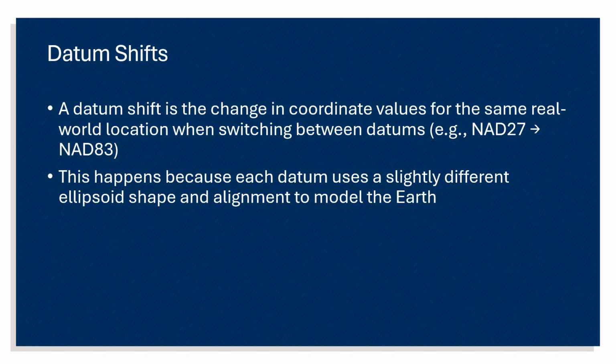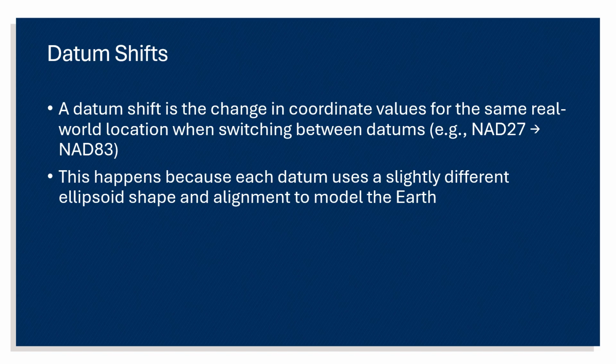What is a datum shift? Well, when we're in one datum, for example NAD27, and we switch to a different datum, like NAD83, there's a shift in the coordinate values for the exact same real-world location. Students sometimes have a hard time getting their head wrapped around this. They think that if your coordinate location is 37 degrees, 15 minutes, and 28 seconds in one coordinate system, it'll be the exact same in another. That's not the case.